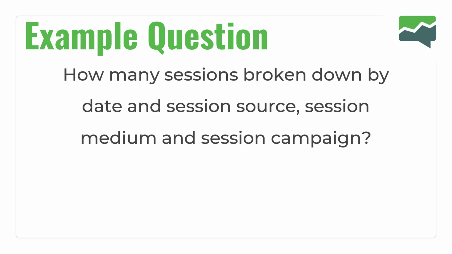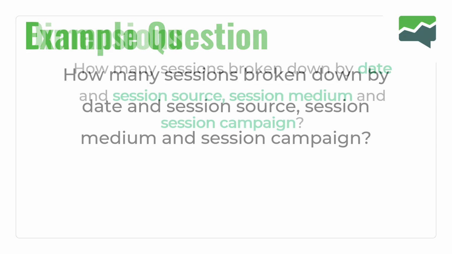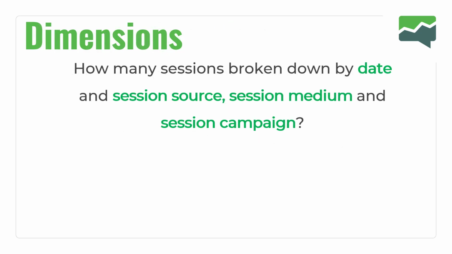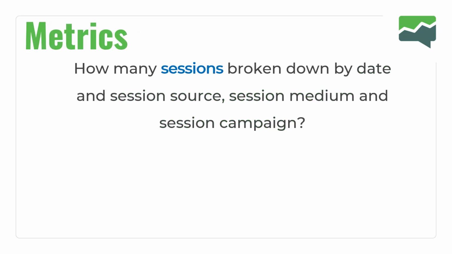The first question: how many sessions, broken down by date, session source, session medium, and session campaign? This is a really popular question. We all know this is asked, right? So let's make sure we know the dimensions and metrics you need to answer this question. First, the dimensions. You need 4 dimensions here: date, session source, session medium, and session campaign. What's your metric? Your metric is sessions.